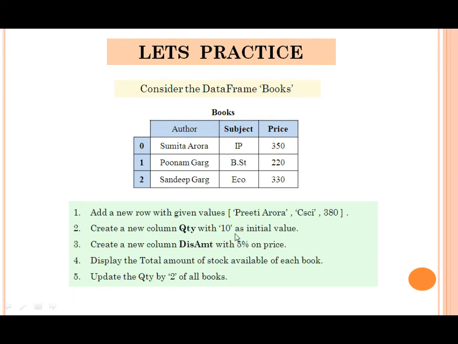Then update the quantity by 2. You have to update the values of 10 quantity by 2. It becomes 12. So broadcasting the value in the whole data frame. Clear? So complete the practice questions.